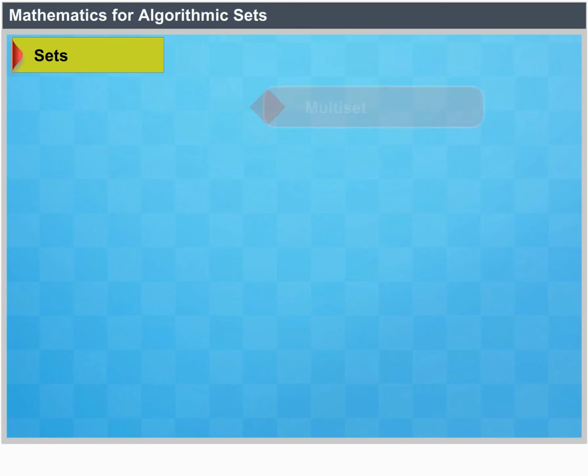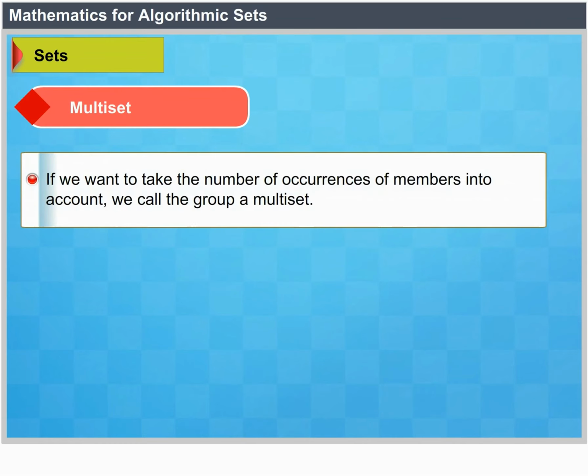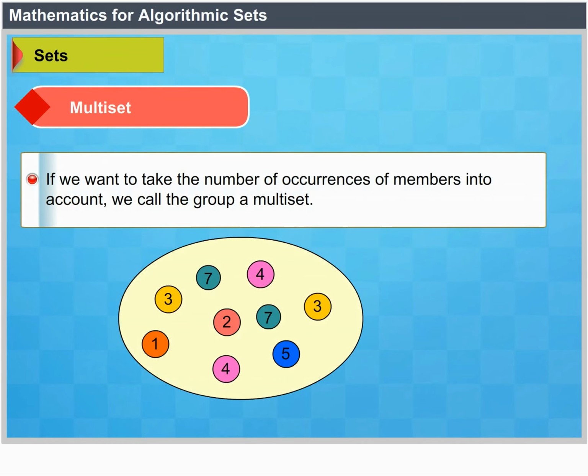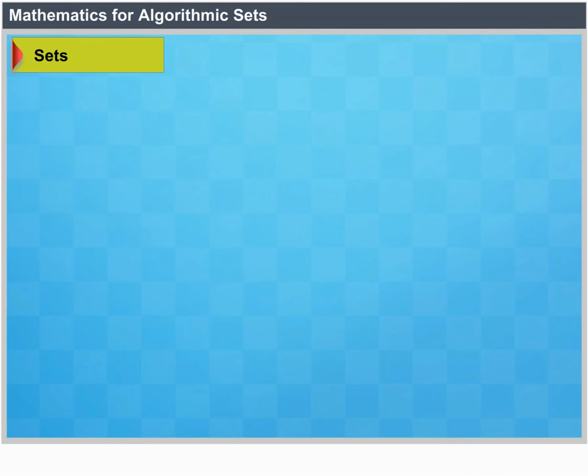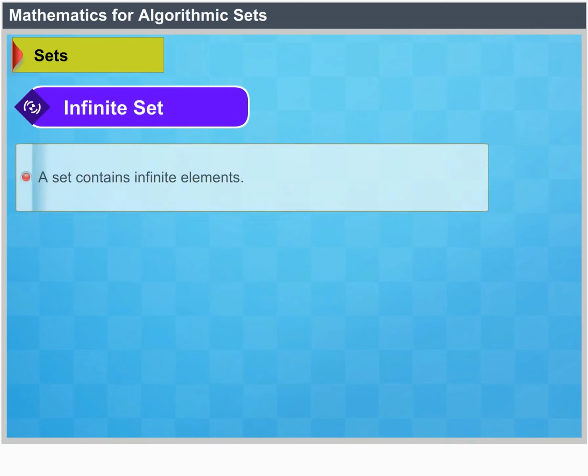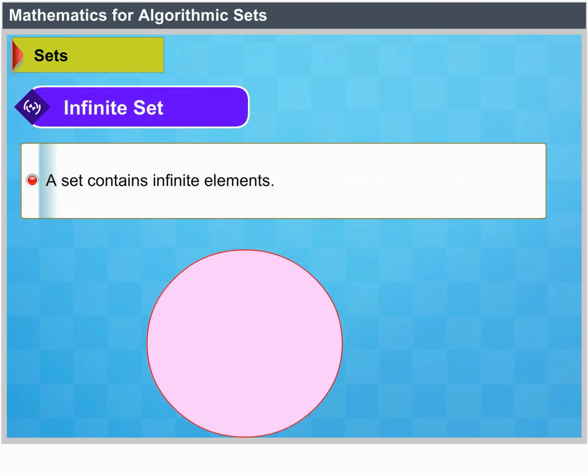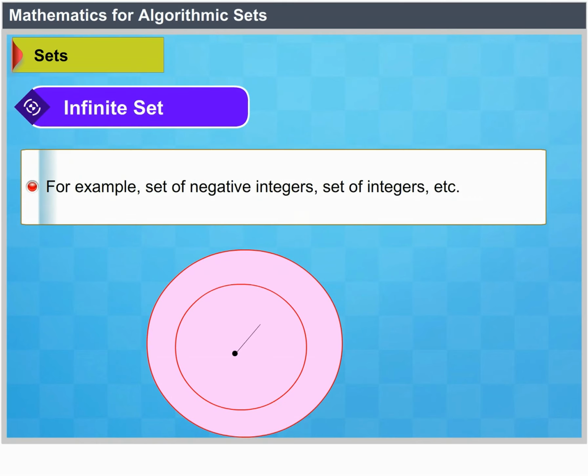Multiset. If we want to take the number of occurrences of members into account, we call the group a multiset. For example, {7} and {7, 7} are identical as sets, but {7} and {7, 7} are different as multisets. Infinite set. A set that contains infinite elements is called an infinite set. For example, the set of negative integers, the set of integers, etc.